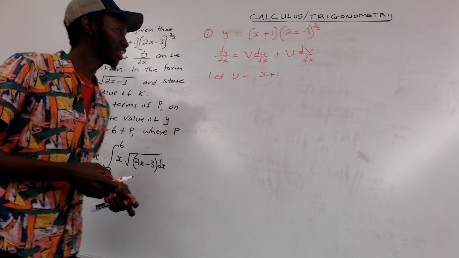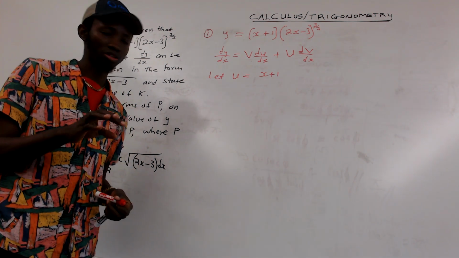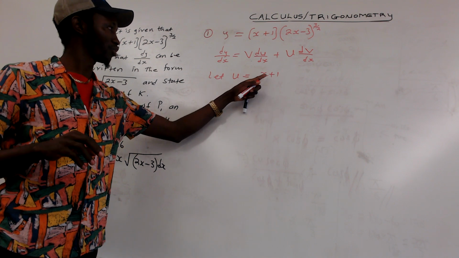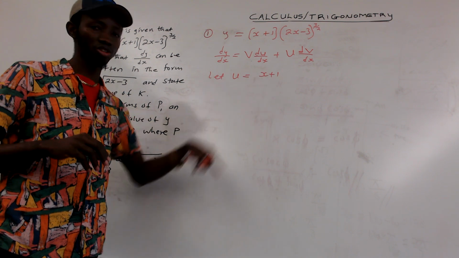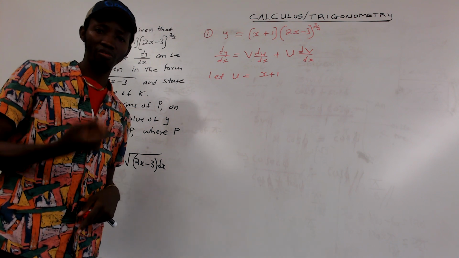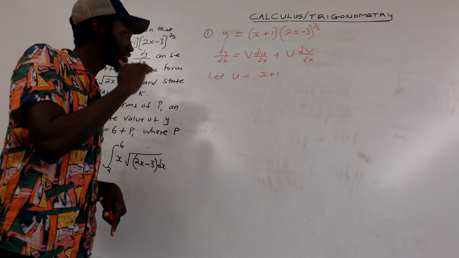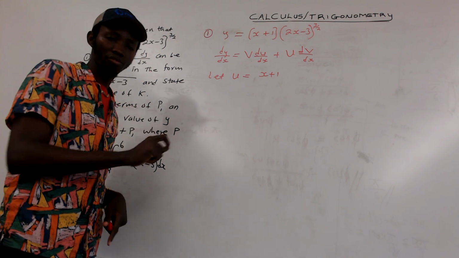In finding the derivative of a function, it simply means you are reducing the degree of that function. The degree of x here is 1. If we differentiate this, we are going to reduce it from 1 to 0. So differentiate simply means you reduce the degree of the function given, and integrate simply means you increase the degree of the function given.